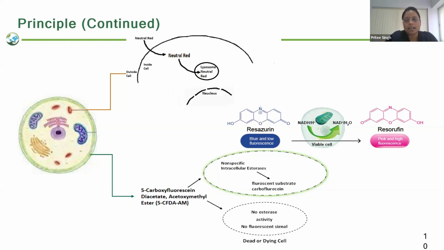CFDA enters into the cell, and if the cell has an intact membrane, then it gets converted into a fluorescent substance called carboxyfluorescein. But in absence of this substance, there is no fluorescence, and there is some disruption or disturbance with the plasma membrane of a cell. Lysosomal, that is neutral red. Neutral red enters into the cell, diffuses into the cell and then accumulates in the lysosome. So a decline in neutral red fluorescence indicates that there is some disruption with the lysosome membrane.